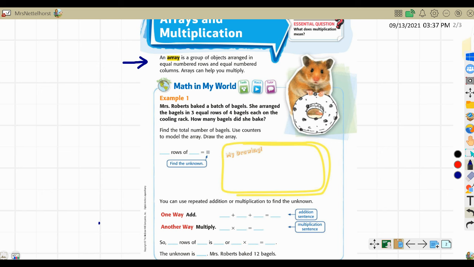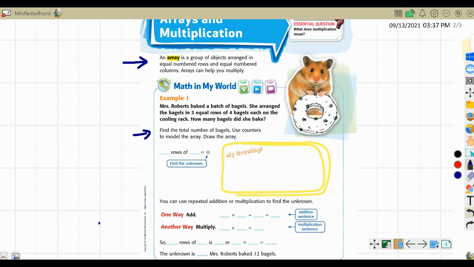Okay, let's see what we're supposed to do with those numbers. Mrs. Roberts baked a batch of bagels. She arranged the bagels in 3 equal rows of 4 bagels each on the cooling rack. How many bagels did she bake? So we want to know the total number of bagels. And that's what it tells us in the next part. Find the total number of bagels.